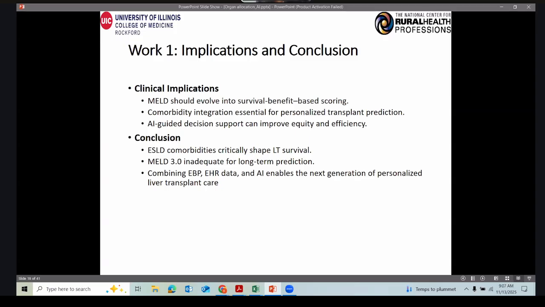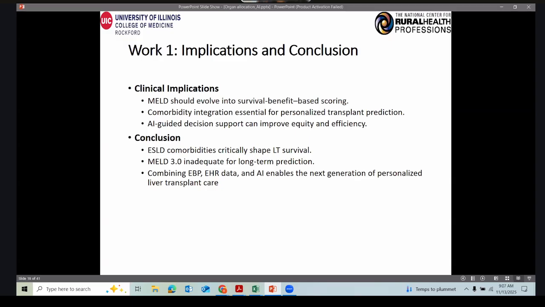The third implication is that AI-guided decision support systems have a strong potential to improve both equity and efficiency in organ allocation. By combining data from multiple sources, EHR, lab values, and clinical notes, AI can help us identify hidden risk factors, reduce bias, and ensure that patients are prioritized fairly, regardless of gender.